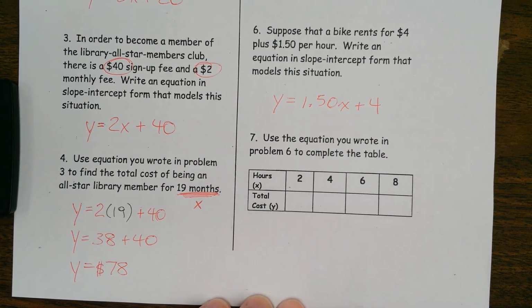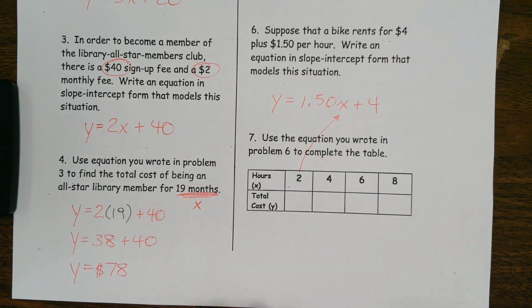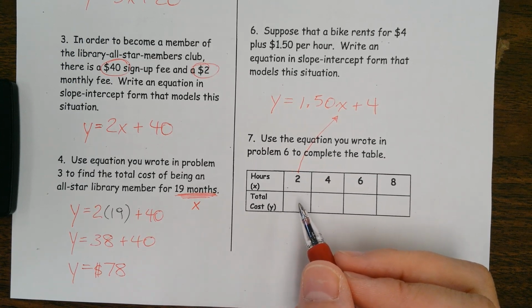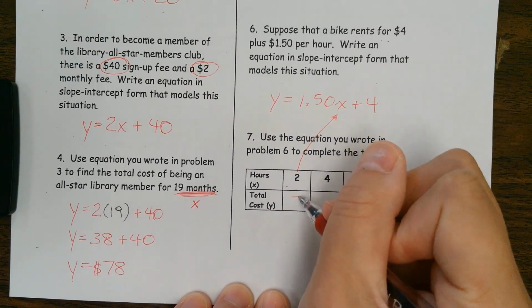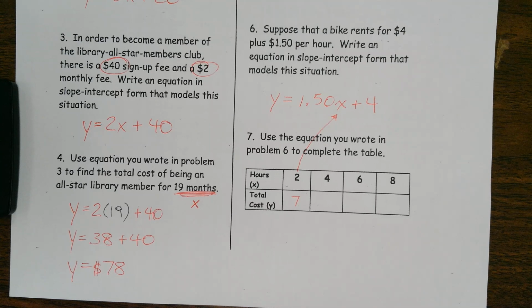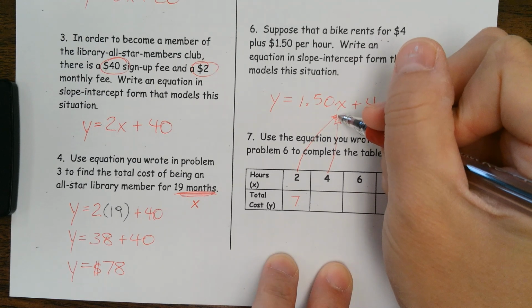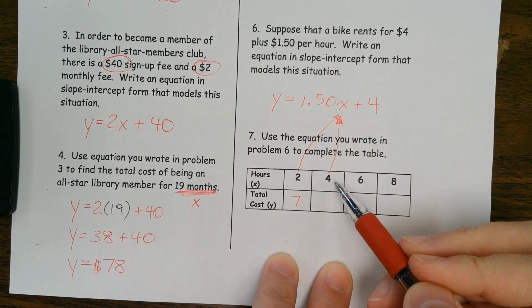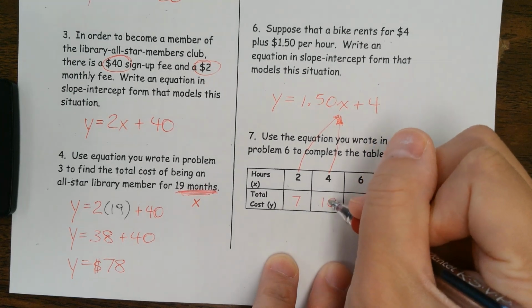So using this equation, 2 hours, that means I'm going to sub it in for x right here. So $1.50 per hour, for 2 hours, that's 3. Don't forget, there's a rental cost. So 3 plus the 4, that means it's $7. For 4 hours, same thing. $1.50 times 4 is $6. $6 plus 4, 10.